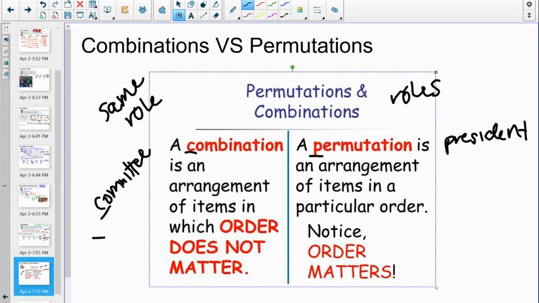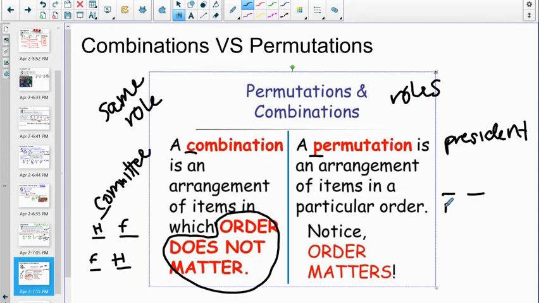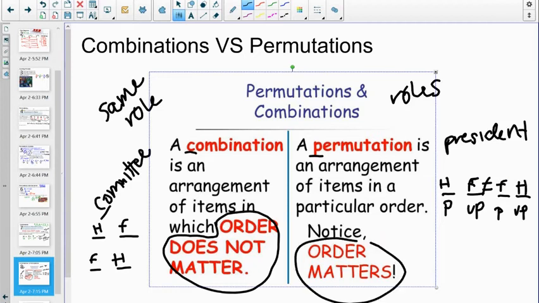Let's say we're talking about a committee and there's Miss Harrod and Mr. Feig. That's the same thing as saying Mr. Feig was picked first and Miss Harrod was picked second. So that's why order does not matter. But with permutations, if you had the president and VP, and you had Miss Harrod as president and Mr. Feig as VP, that is different than if you were to assign Mr. Feig president and Miss Harrod VP. So that's when order does matter.